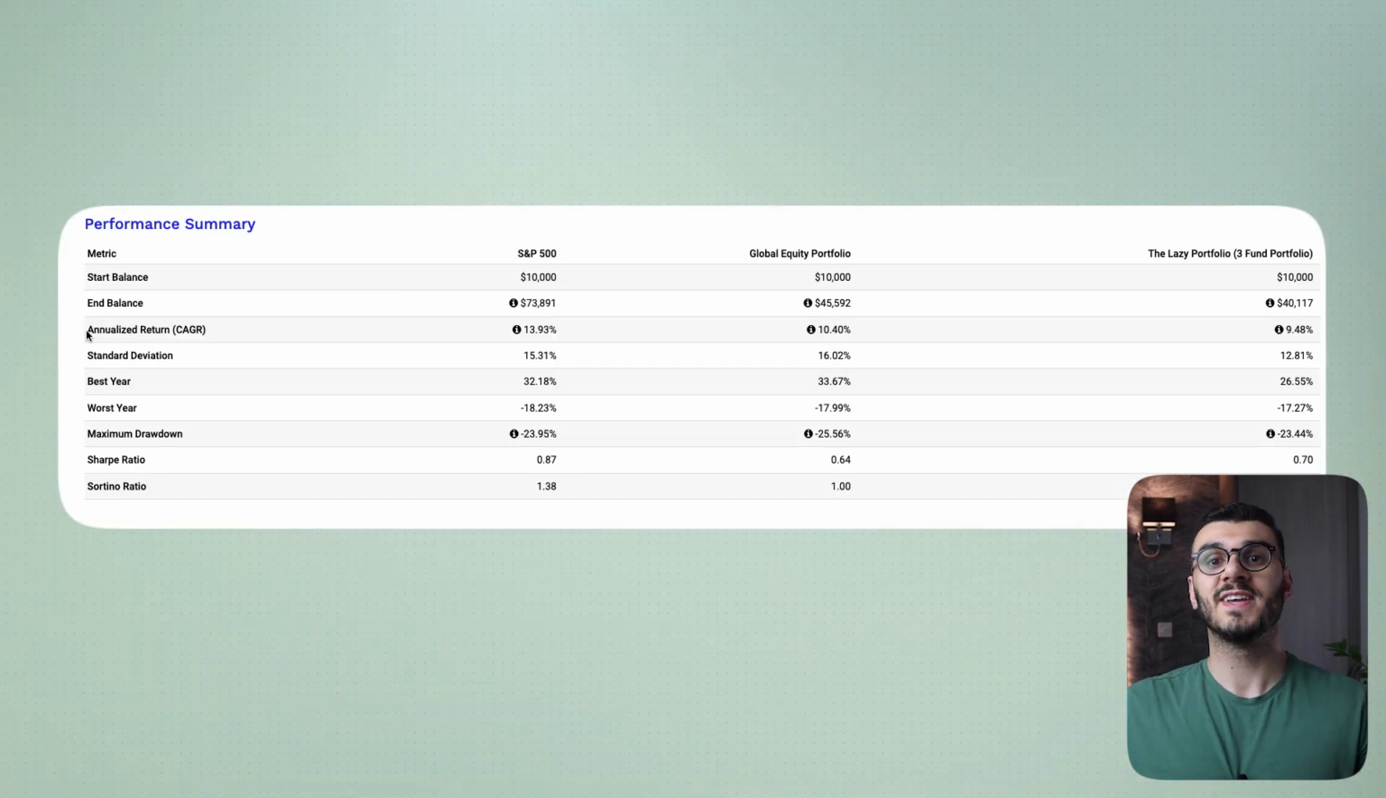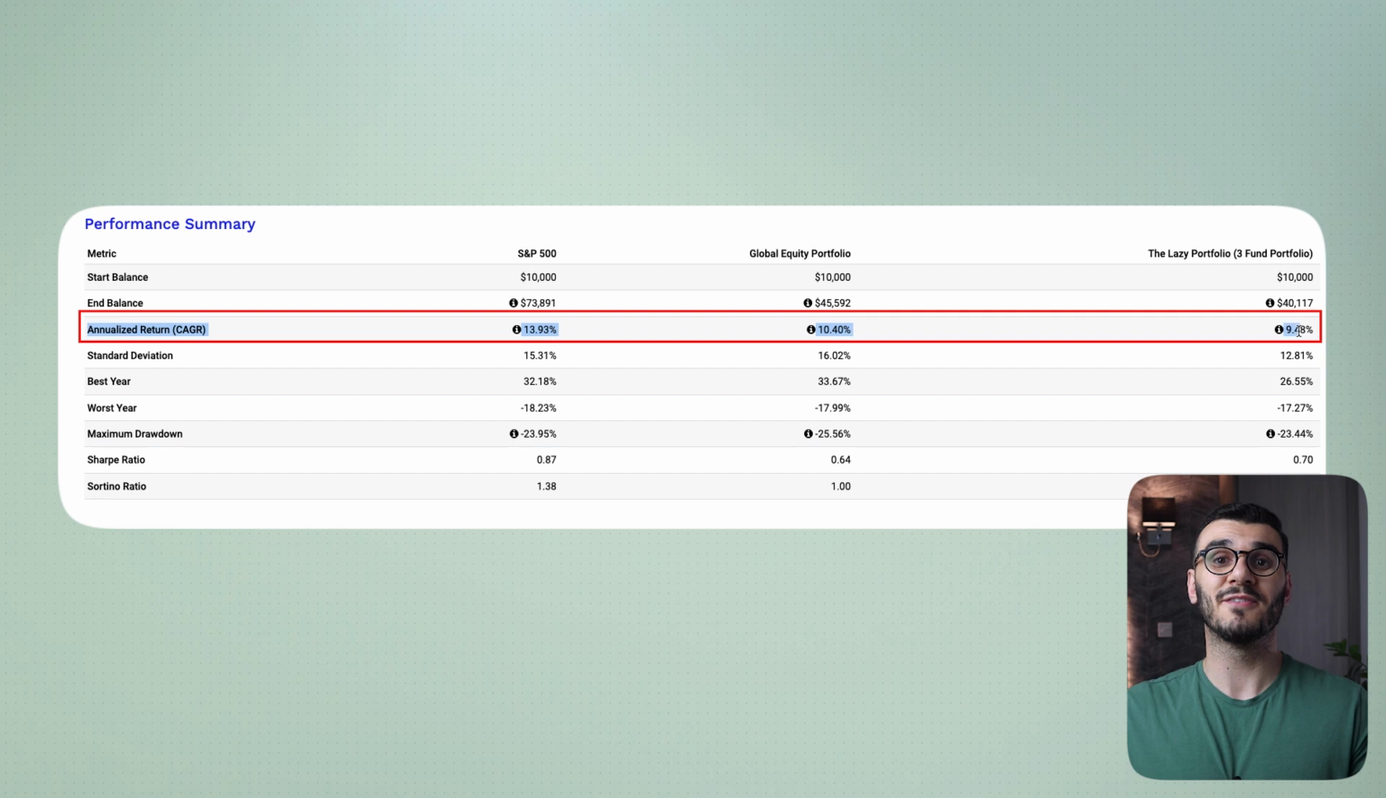In terms of numbers, the S&P 500 has delivered more than 14% per year on average over this 15-year period. The global fund is still decent at 10.7%. If we weren't comparing it to the S&P 500, we'd certainly be celebrating those returns. As for the 3-fund portfolio, it's slightly behind with a 9.8% average annual return, but it's still an excellent return.